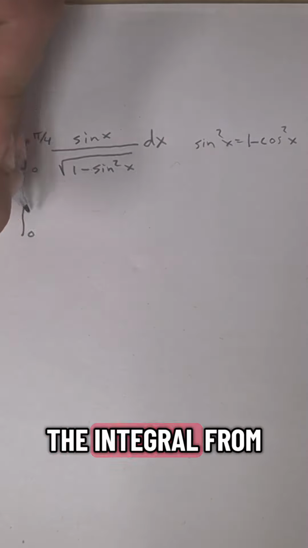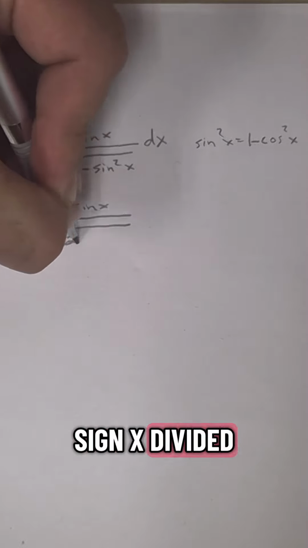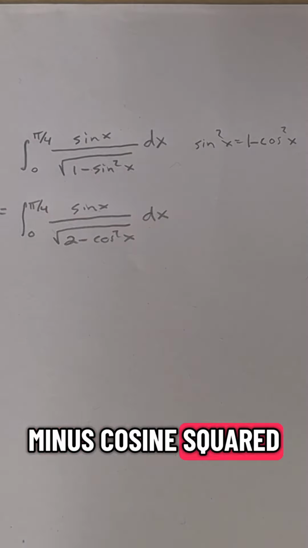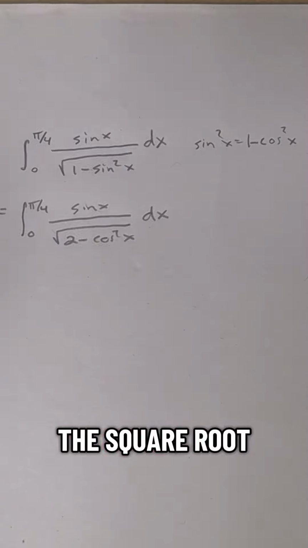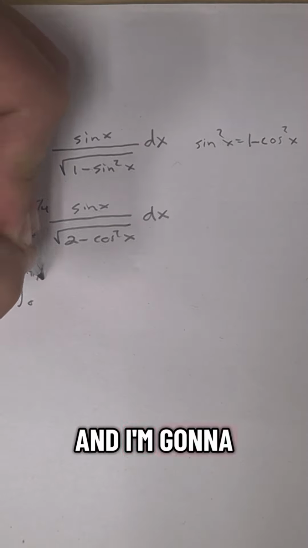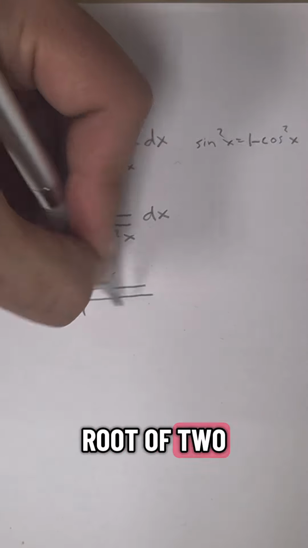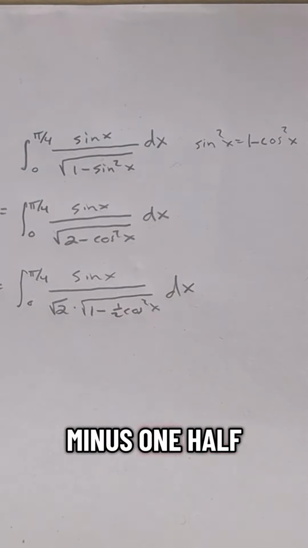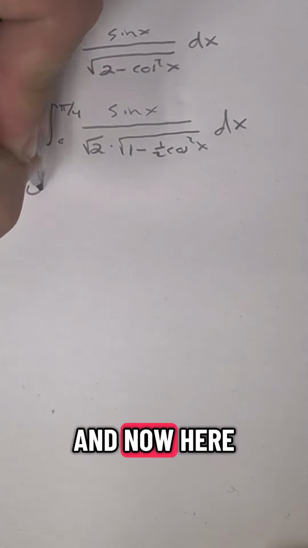This gives us the integral from 0 to pi over 4 of sine x divided by the square root of 2 minus cosine squared x dx. That 2 inside the square root is bothering me, so I'm going to factor it out, and I'm going to get sine x over the square root of 2 times the square root of 1 minus 1/2 cosine squared x dx. And now here you see the substitution.